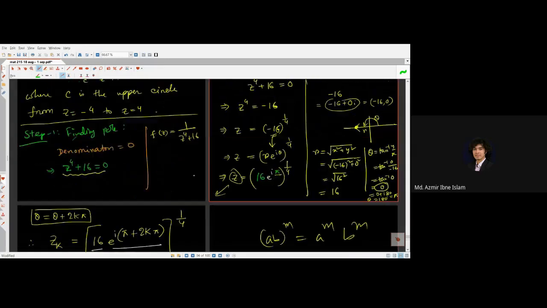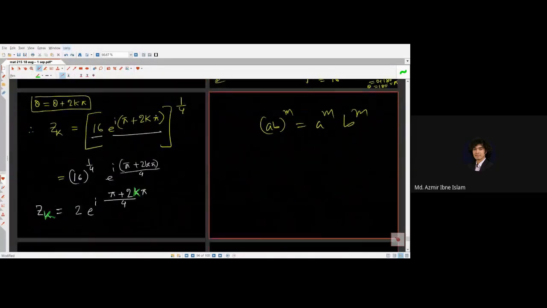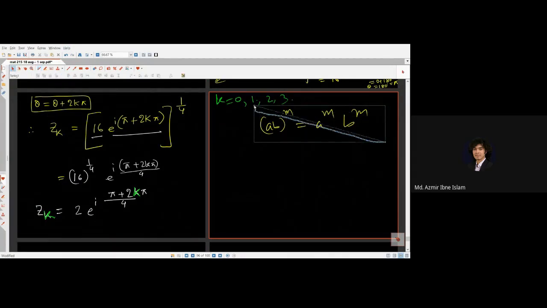So from this equation, we can understand that there will be 4 roots. So we can start from k equal to 0. If we start from k equal to 0, then we have to stop at 3. 0, 1, 2, 3. So 1, 2, 3, 4 roots.